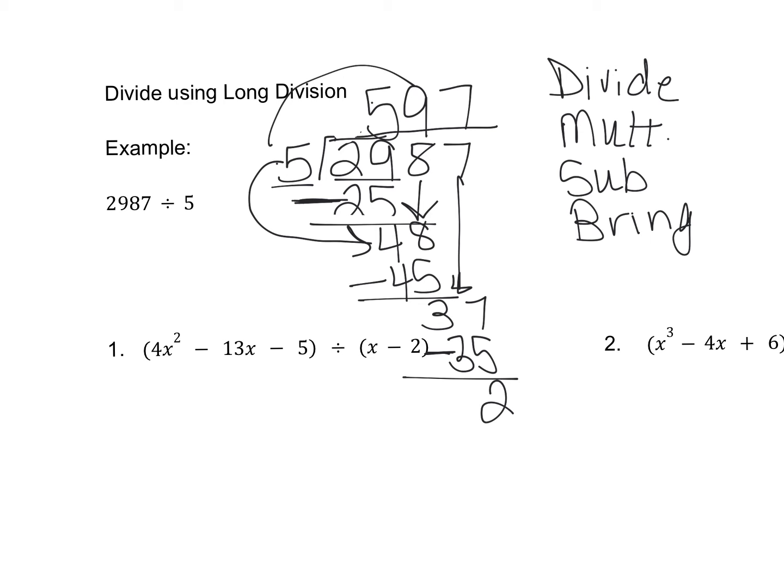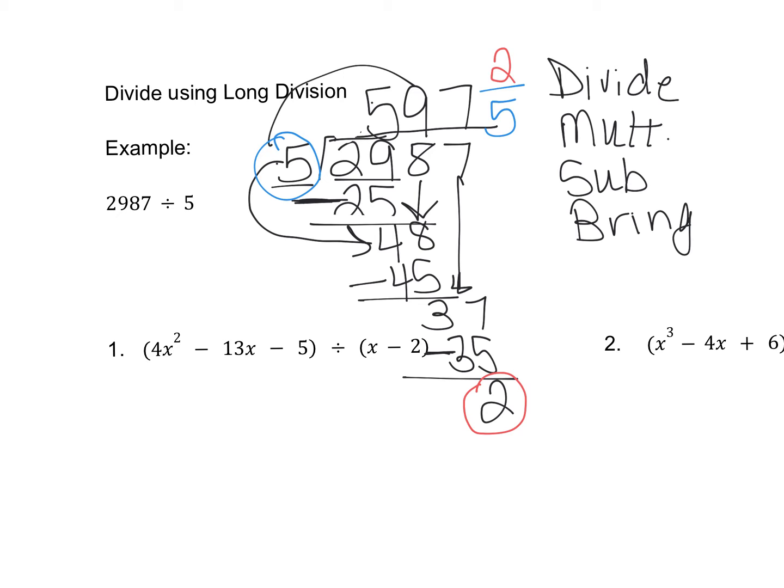Well, there's nothing left to bring down, and in elementary school you might have added a decimal and some zeros. We are going to write it as having a remainder. So when we write the remainder as a fraction, the 2 goes on top, and what we divided by goes on the bottom of our fraction. Okay, so that's the basic steps for long division.